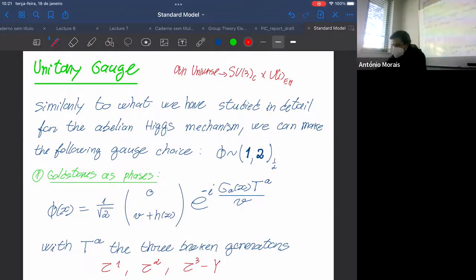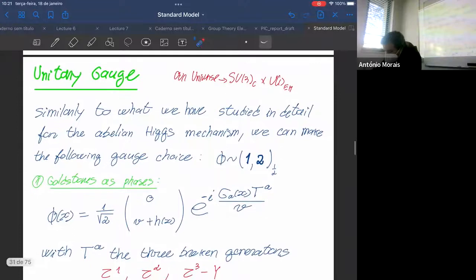And they are responsible, for example, for the sun to shine. Right. So what is the Higgs boson, the Higgs doublet, looking like in the unitary gauge?